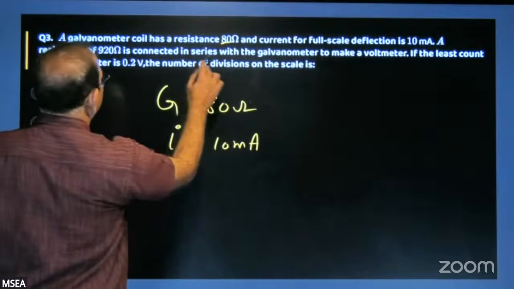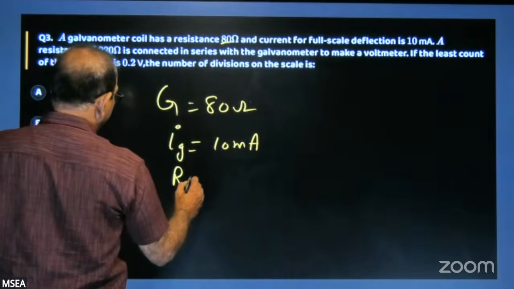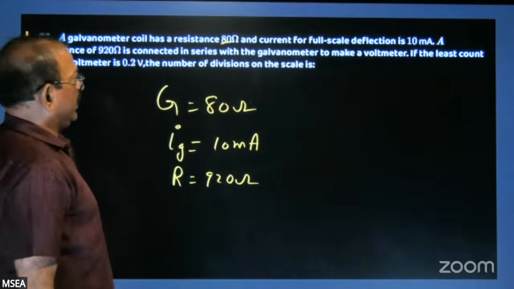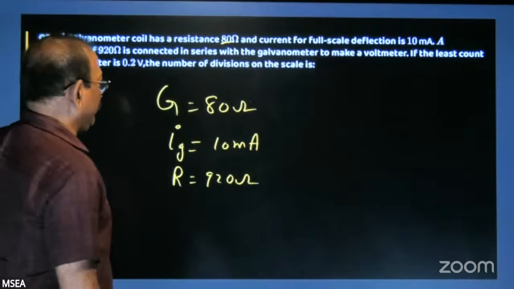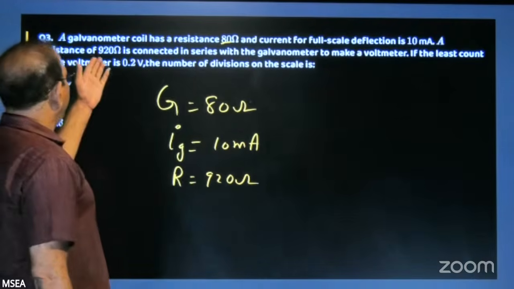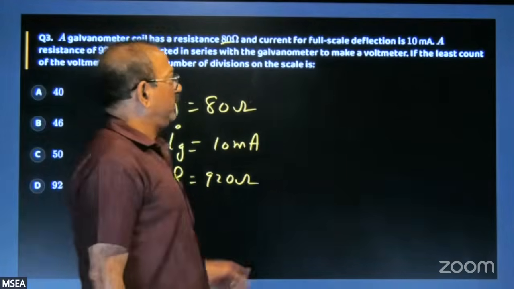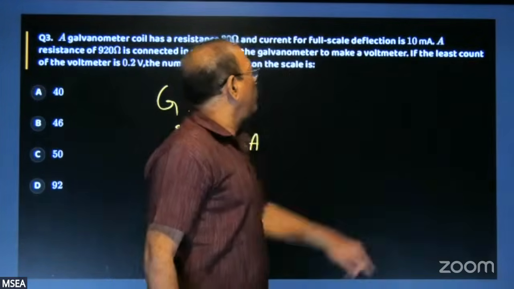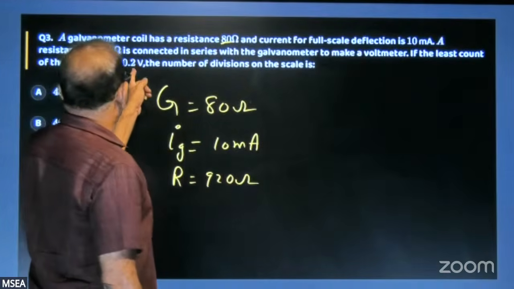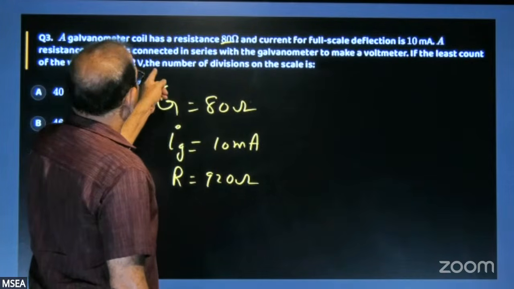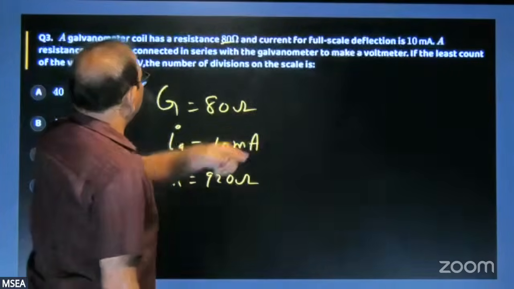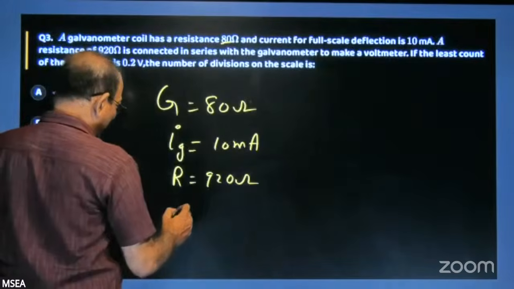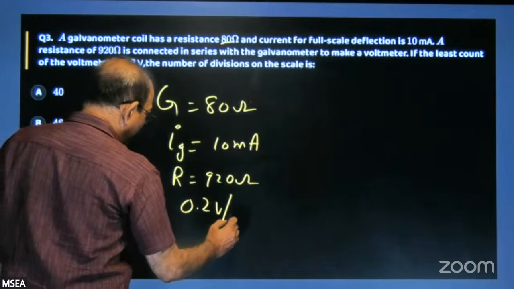A resistance of 920 ohm is connected in series with the galvanometer to make it a voltmeter. Very good, correct, a high resistance is connected in series to make it into a voltmeter. If the least count of the voltmeter is 0.2 volt, then the number of divisions on the scale? Least count means sensitivity, 0.2 volt per division.